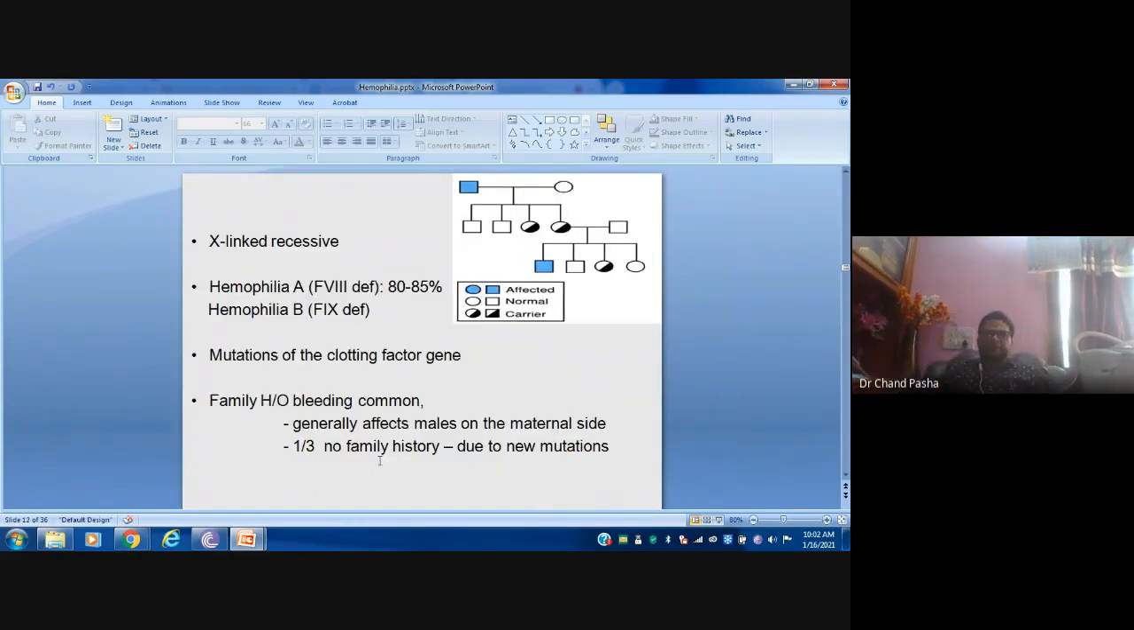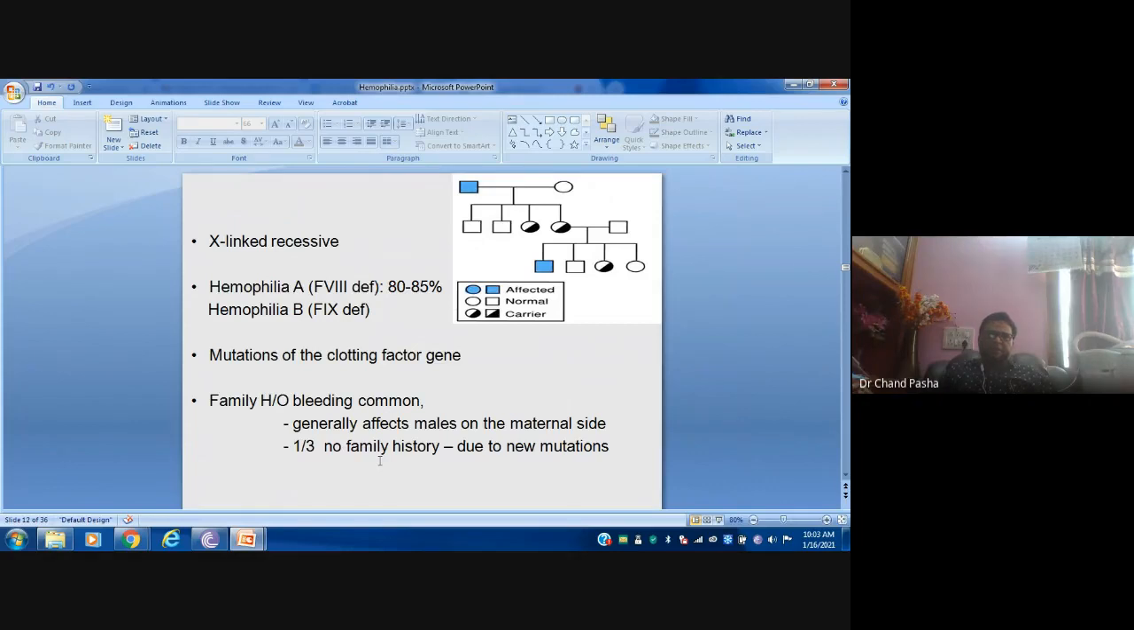And see, there are two types. It is X-linked recessive. In case of female, both the X chromosomes should have this gene, then only the female will express this disease condition. Whereas in case of male, only one X chromosome is there, XY chromosomes are there. That's why the chances of its expression in males is very high.